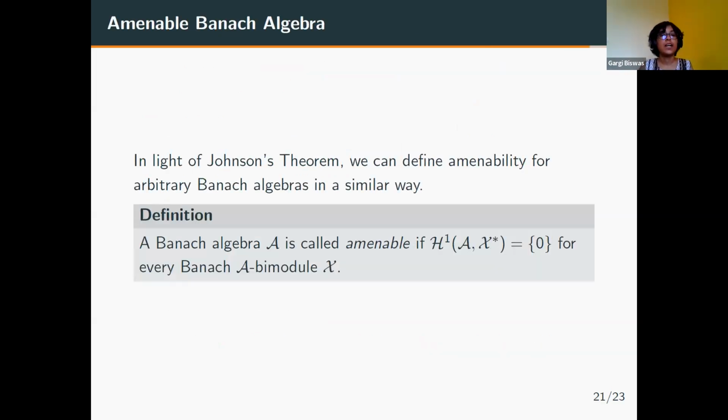Okay, so in light of Johnson's theorem, we can define amenability for arbitrary Banach algebras in a similar way. So how do we do it? A Banach algebra A is called amenable if the first Hochschild cohomology group of A with coefficients in X star is trivial for every Banach A bimodule X.